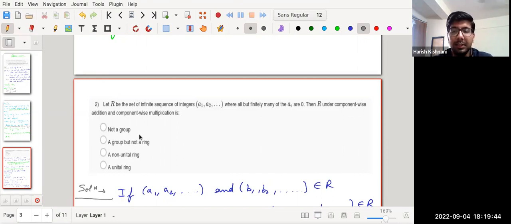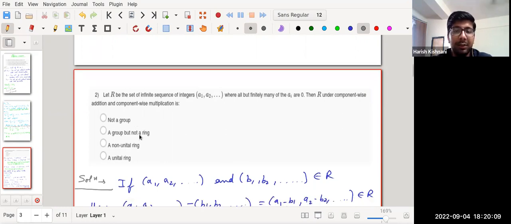Then it says R under componentwise addition and componentwise multiplication, is it a group but not a ring, or is it a unital ring or a non-unital ring? So we will see, there may be more than one option correct. We will check one by one whether it's a group, ring, unital ring or non-unital ring. So first of all, let's understand the operation.